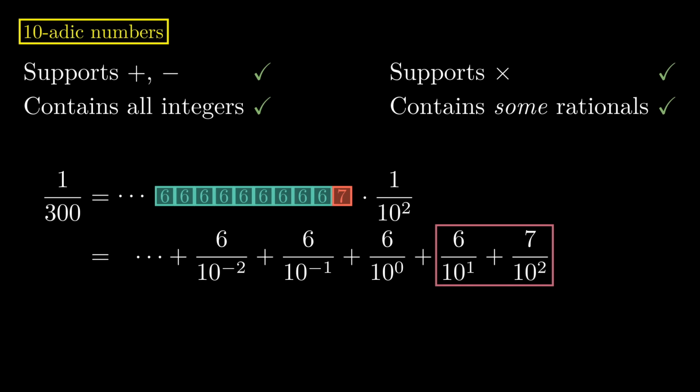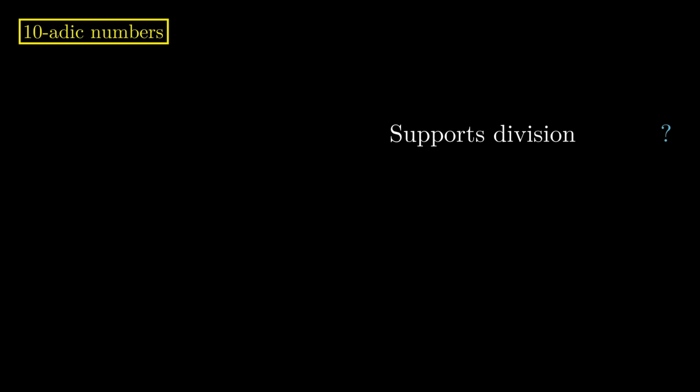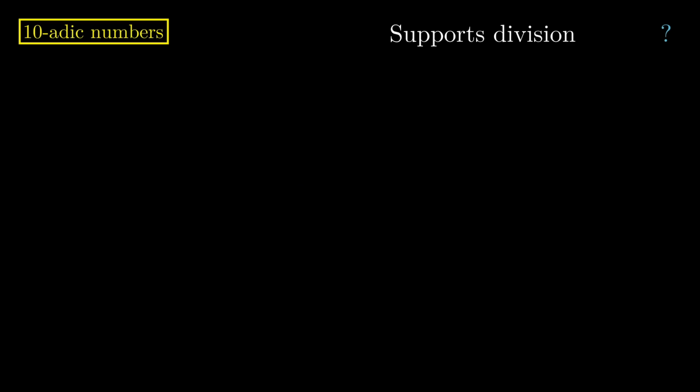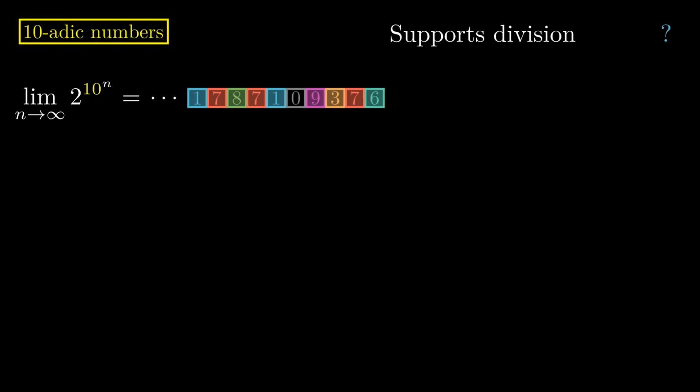In order to get all rational numbers, at the very least, we need to enlarge the 10-adic integers to include the 10-adic numbers. But for the 10-adic numbers to be just as good as the real numbers, we'll want to be able to divide as well as multiply. And this is the catch for base 10. We just saw that we can divide 1 by 3 or 1 by 300 and get 10-adic numbers. But can we always divide a 10-adic number by another 10-adic number as long as we're not dividing by 0? The first sign that something is wrong comes from our limit of 2 to the 10 to the n.